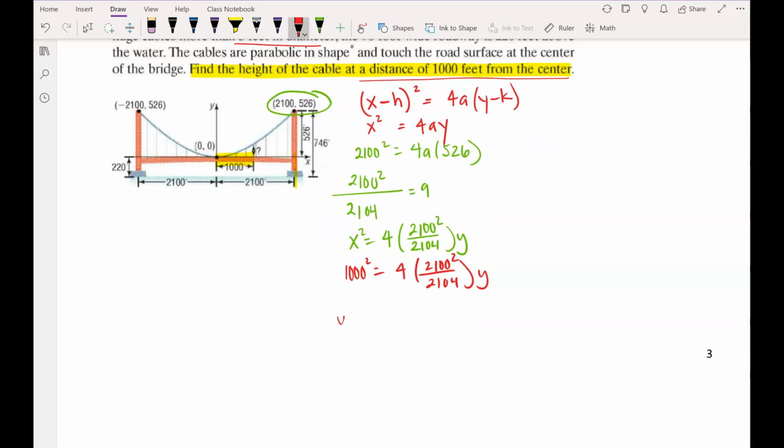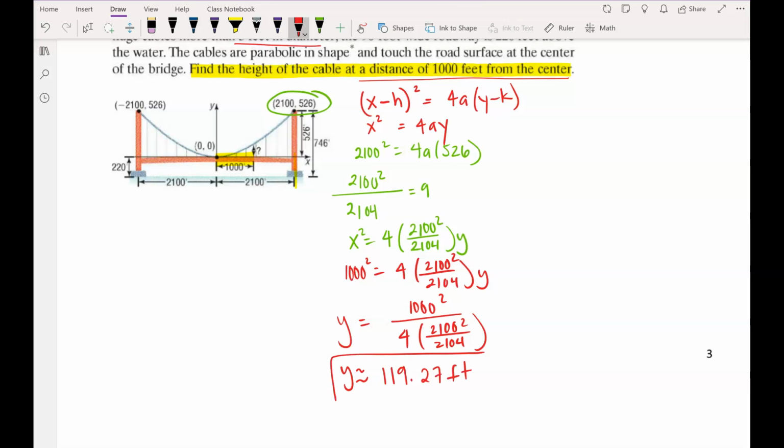Now y is then 1,000 squared all over these fractions. So you do need to use your calculator and work this out cautiously, okay? And I get a y value of about 119.27 feet. So this is the height, okay, from the bridge though, the height from the bridge when you're 1,000 feet from the center.